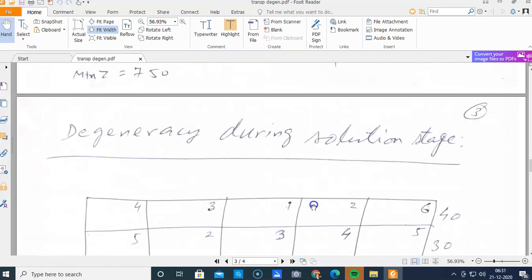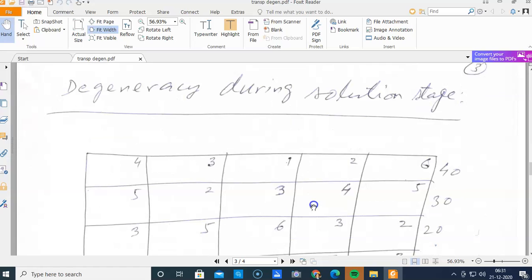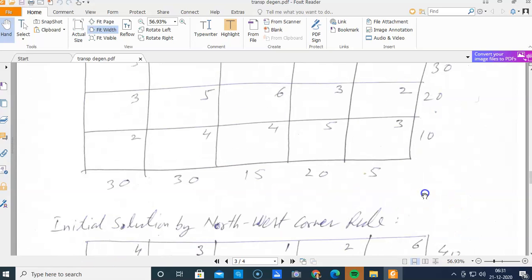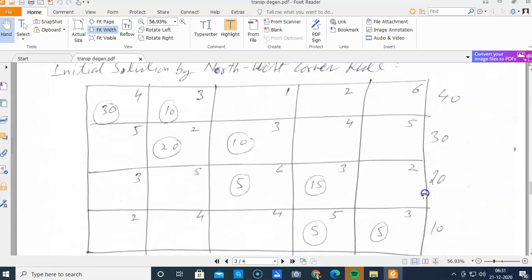And now I am taking up another example where we can have degeneracy during the selection stage. So yes, you can see this is the table. This is the transportation table. These are the costs, it is the cost structure, and these are availabilities, and these are demands. Now, the initial solution by the northwest corner rule, a very simple one. We start with the northwest corner.